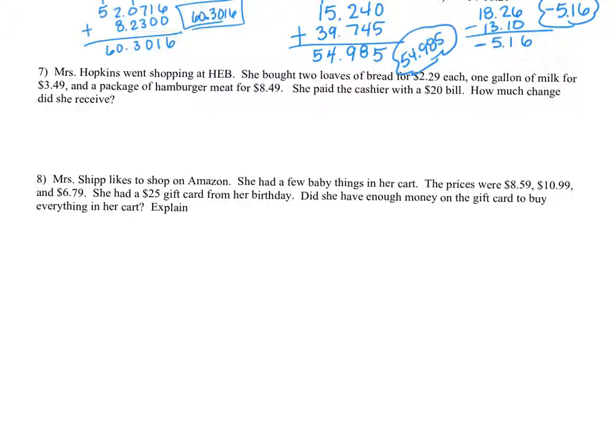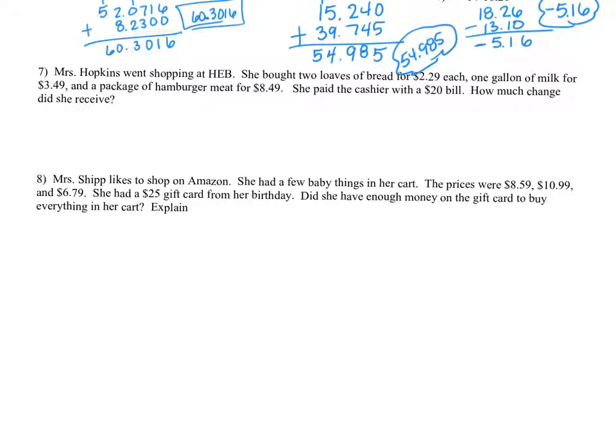So she bought 2 loaves of bread for $2.29 each, 1 gallon of milk for $3.49, and a package of hamburger meat at $8.49. She paid the cashier with a $20 bill. How much change did she receive? Okay, we need to think about how we should solve this one. So I need to know how much I spent.